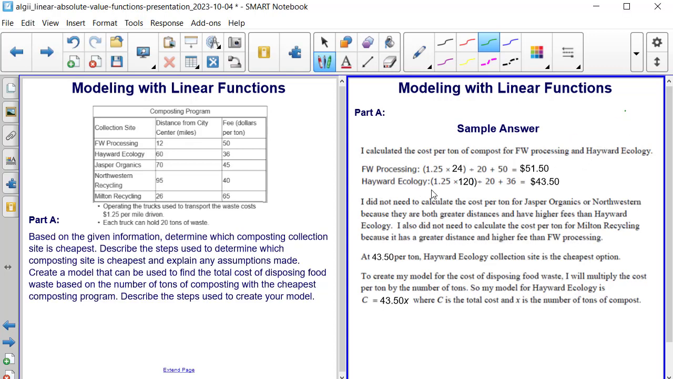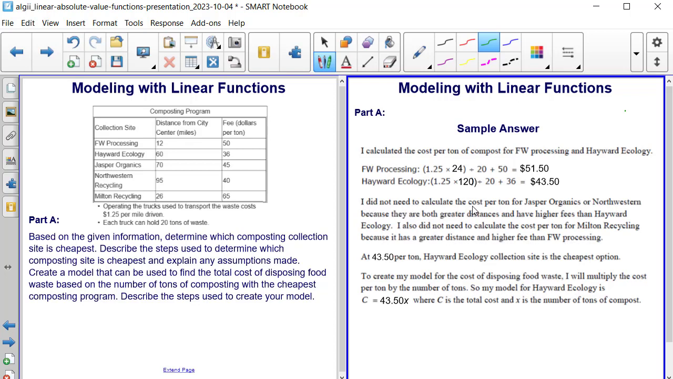And then Hayward Ecology, they again took the miles driven, multiplied it by the total number of miles driven, divided that by 20 because each truck can handle 20 tons of waste, and then added 36 to that and got $43.50 per ton of waste.